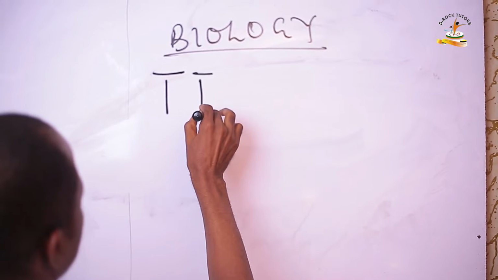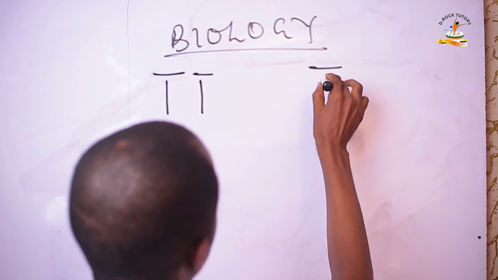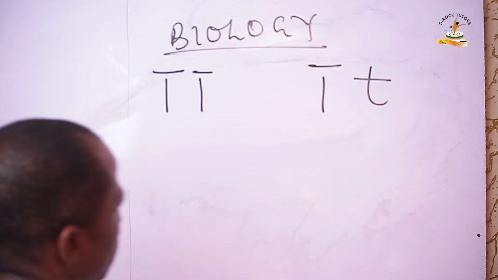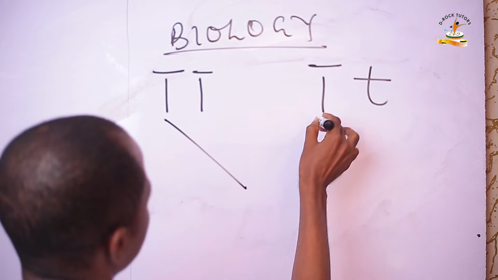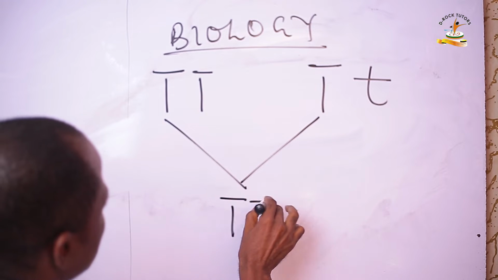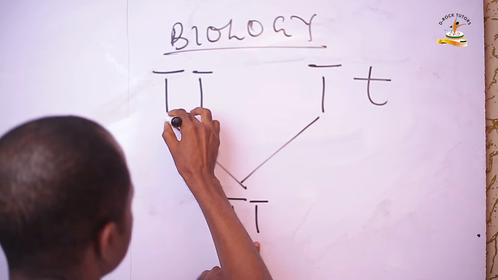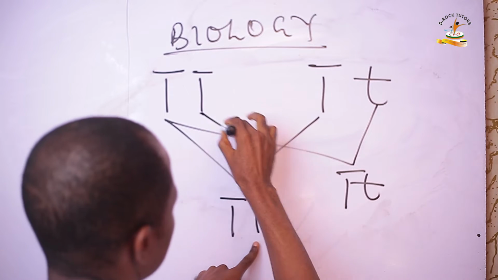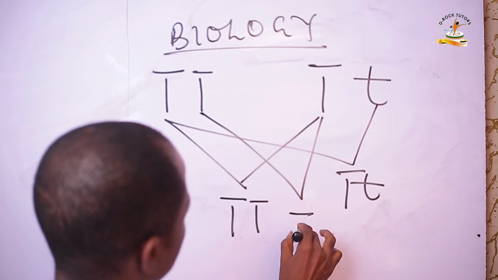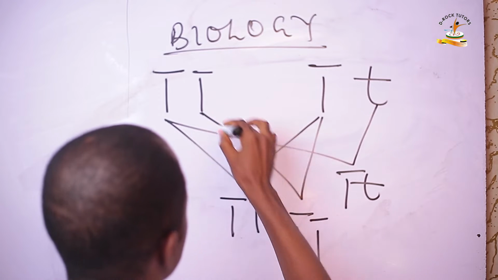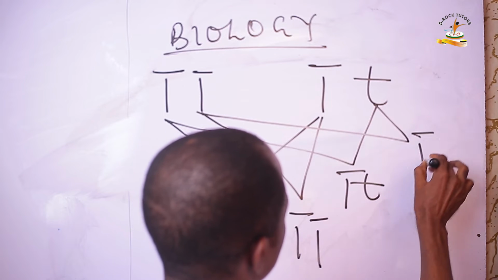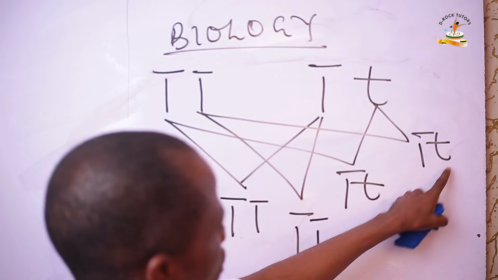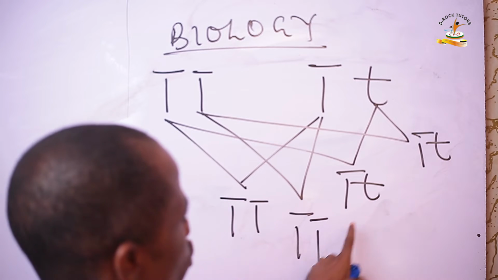TT, that's homozygous for tallness, and then Tt, that's heterozygous for tallness. Now, if you cross them, we have TT, homozygous for tallness, we have Tt, heterozygous for tallness. So we can see the four of them, 1, 2, 3, 4.